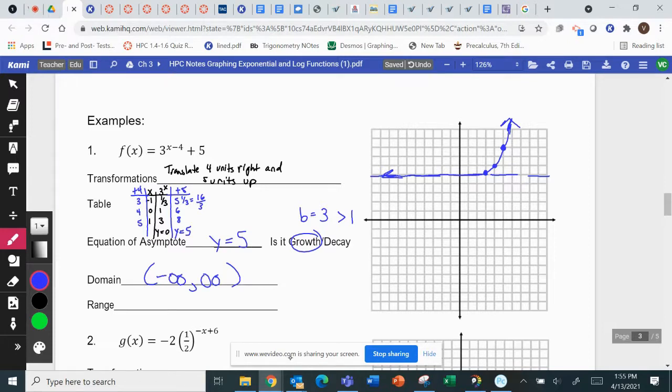But will 5 have a bracket or a parenthesis? Do we remember what those mean? Will 5 have a bracket or parenthesis? Barry, do you know? Parenthesis, why? It's not going to cross the asymptote. It's not going to equal the asymptote. It's just getting closer and closer and closer to all the way to negative infinity.